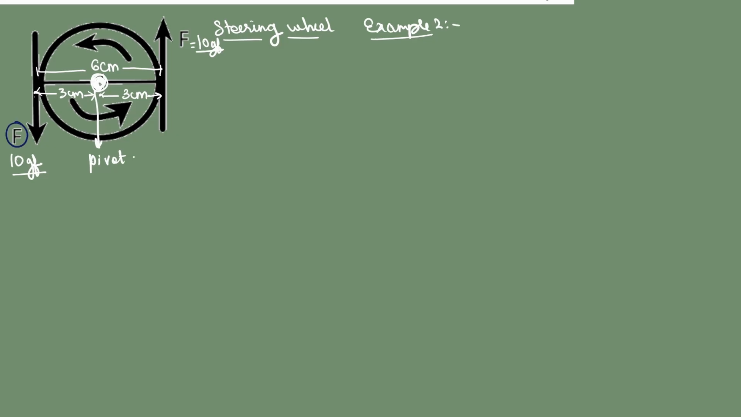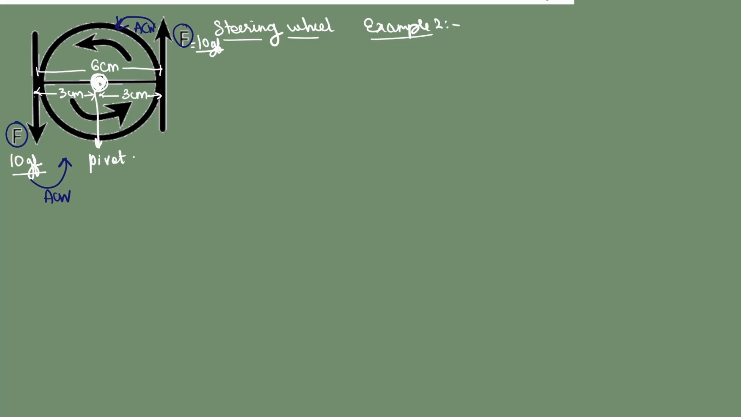So this force is going to move towards the pivot. So what kind of moment is it? The moment is anti-clockwise. What about this force? This force is also going to go towards the pivot. So this is also anti-clockwise. So both the forces are causing anti-clockwise moment.